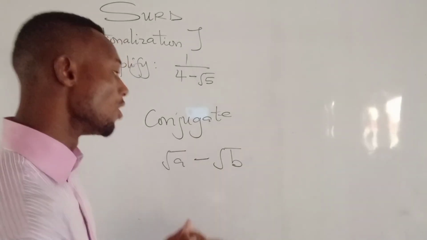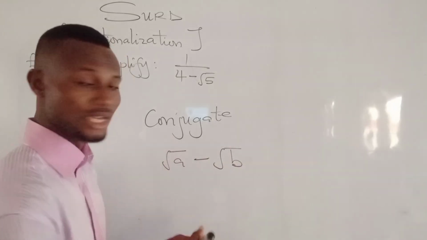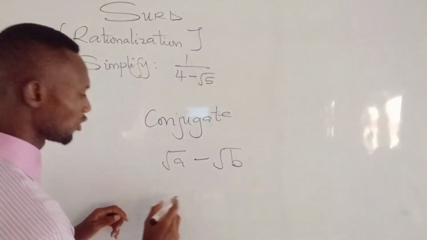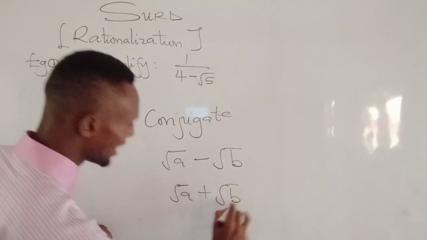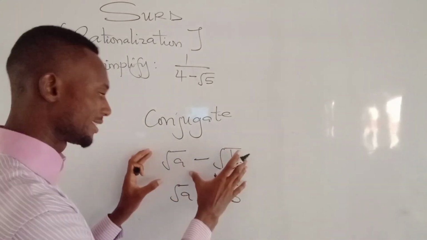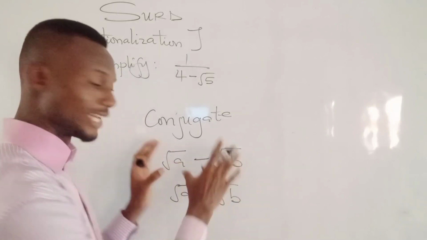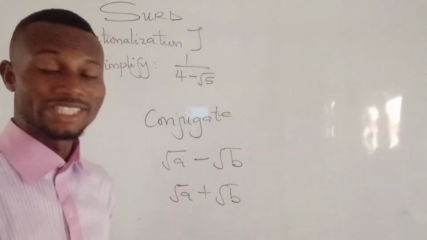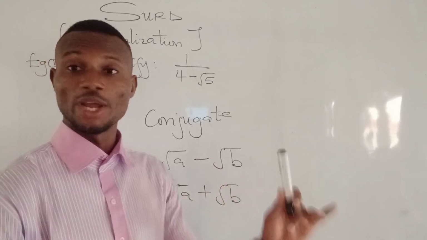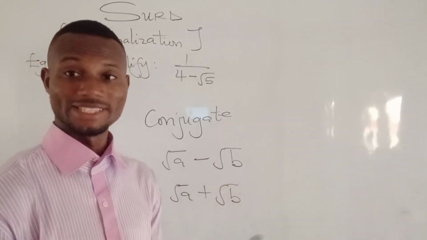Okay, that's it. So for me to get the conjugate of root a minus root b, the conjugate of this is going to be root a plus root b, and that is the conjugate of this surd I have on the board, which is root a minus root b. The conjugate of it is root a plus root b. So you change the sign it has to the opposite, and that is all. I hope the explanation is clear enough.